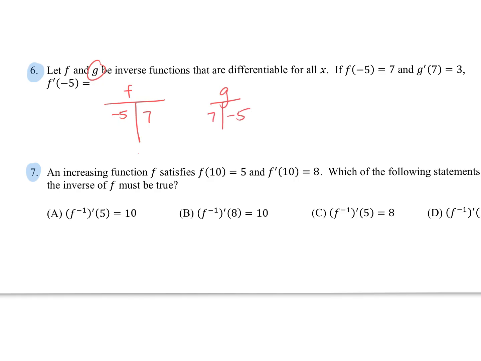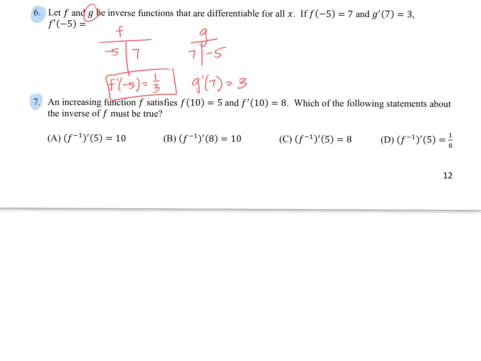Kevin? They want f prime at negative 5. Well, how am I going to find that? What's that going to be the reciprocal of? g prime at what x value? 7. Do we know what g prime of 7 is? They gave it to us up there. g prime of 7 is 3, so what is what they want? f prime of negative 5? 1/3. Guys, this is as hard as it's going to get. We got this.